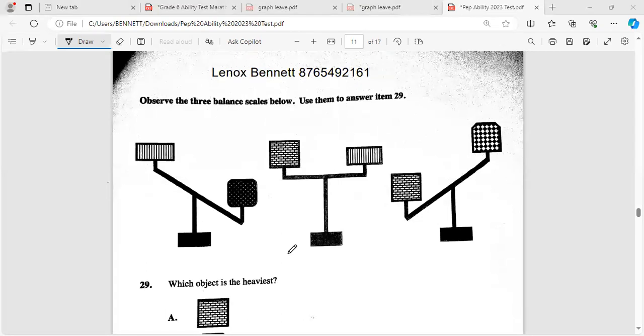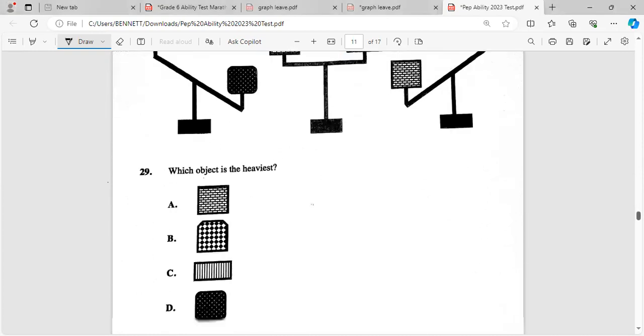And in the next scale, it looks like the brick wall is heavier than the other one. So I said, which object is the heaviest? You can scroll down so I can see the rest of the options. I got my answer, sir. All right, thanks. It's supposed to be D.